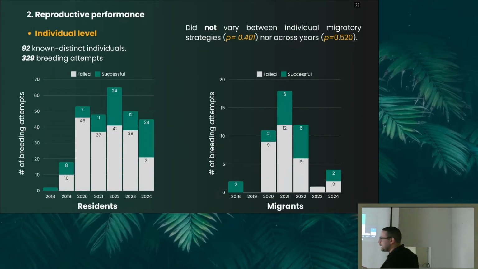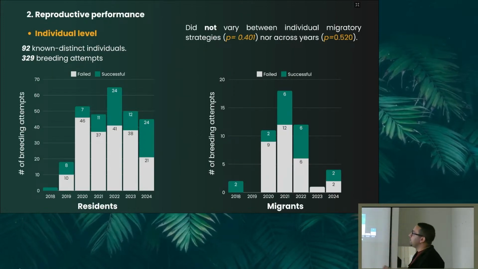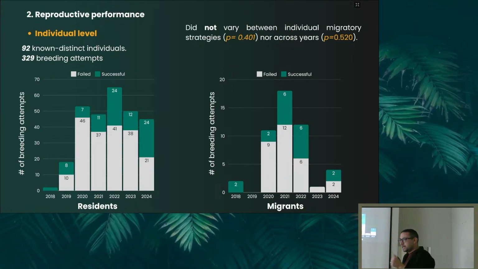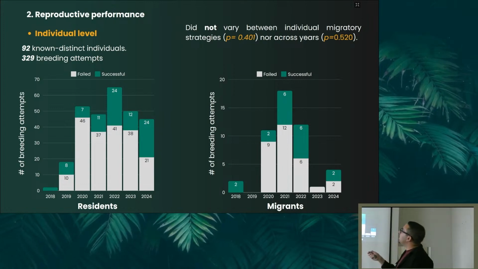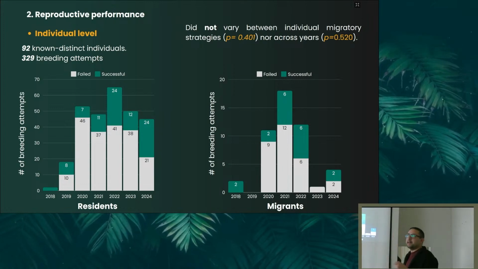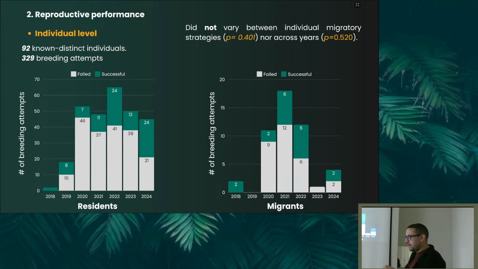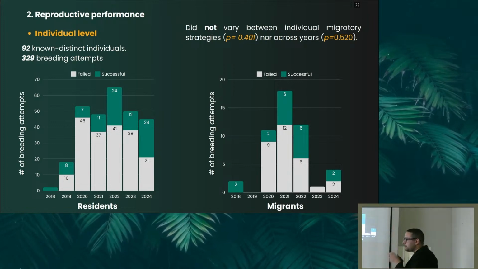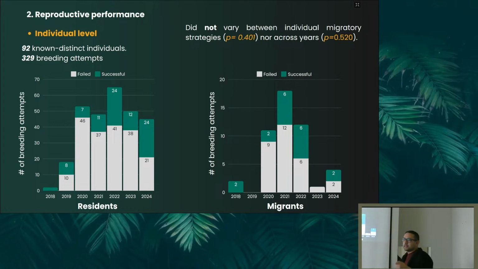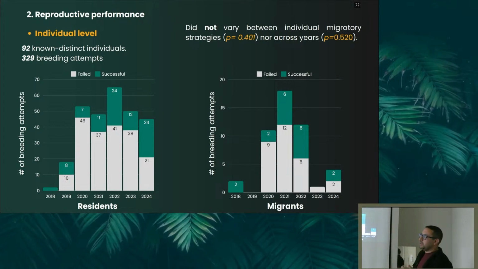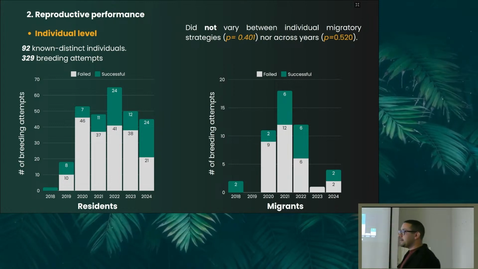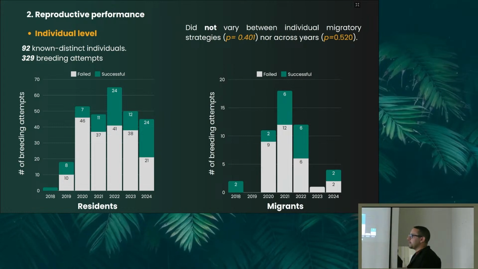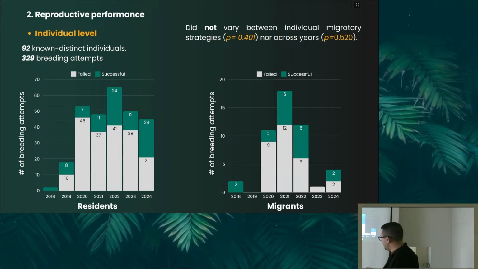Okay, but now when we assess the reproductive performance, we first assess this on an individual level. What do I mean by individual level? I mean that when we found a nest, we counted it as a breeding attempt, and in that breeding attempt we knew the identity of at least one of the parents, meaning one of the parents was ringed and successfully categorized as either resident or migrant.